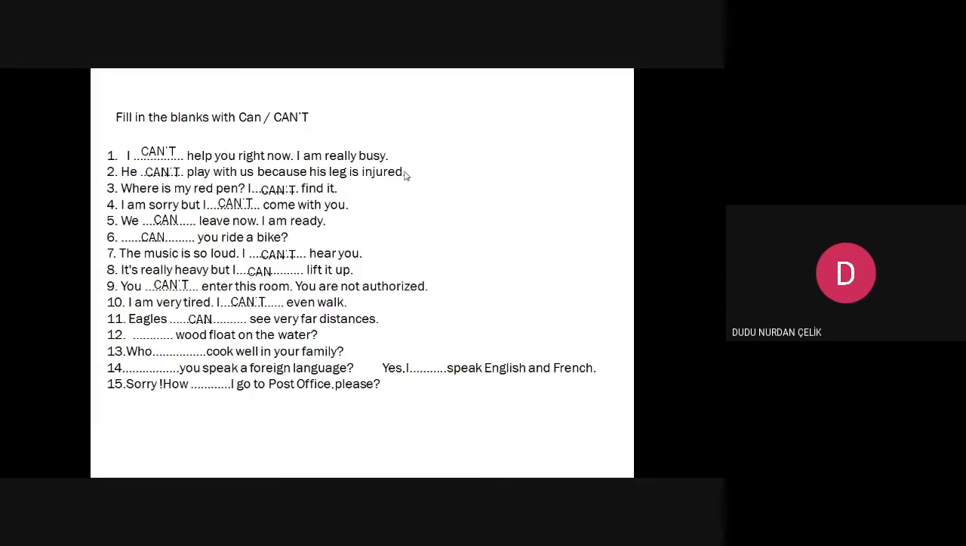This is a yes, no question. So it begins with can, of course. Can wood float on the water? Yes, it can. Another question here, but this is a WH question. And also, after the WH questions, we use the modal verb can. Who can cook well in your family? My mom can.